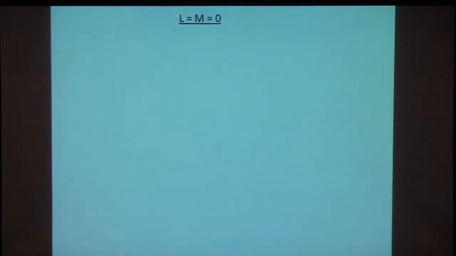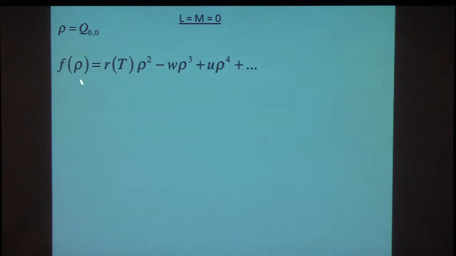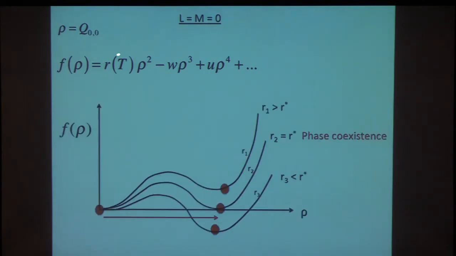So we start with the very simplest case, L equals 0 and M equals 0. For simplicity, I'm going to call that rho, because I don't want to keep on having all of these subscripts. So the first step of Landau is expand in a Taylor expansion. The linear term drops out because the integral of the density is a fixed quantity, the number of molecules. So we start with the quadratic term, cubic term, quartic term, etc. And what we're going to do now is assume that this quantity changes from a positive value and we reduce it towards 0 or a negative value.